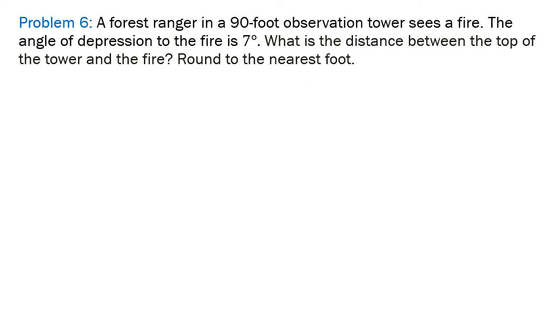All right, so a forest ranger in a 90-foot observation tower sees a fire. The angle of depression to the fire is 7 degrees. What is the distance between the top of the tower and the fire? Round to the nearest foot. So once again, I'm going to start off with a dashed line, the nice horizontal one, but this time it's an angle of depression, so I'm looking down 7 degrees. And when I look down, that's where the fire is.